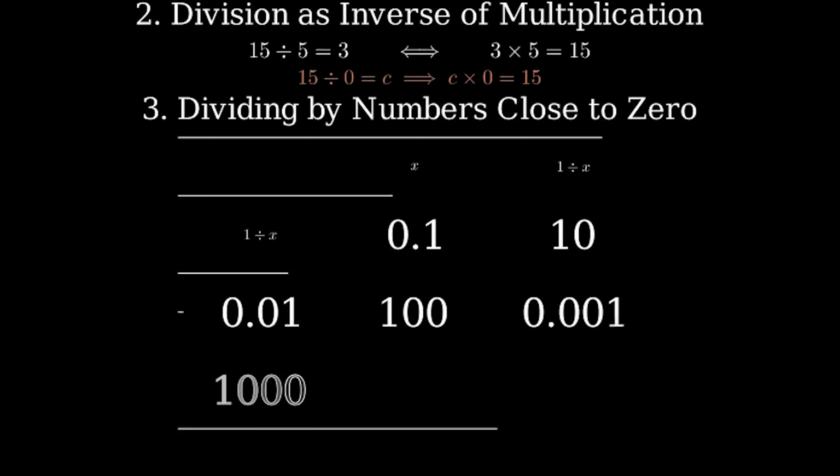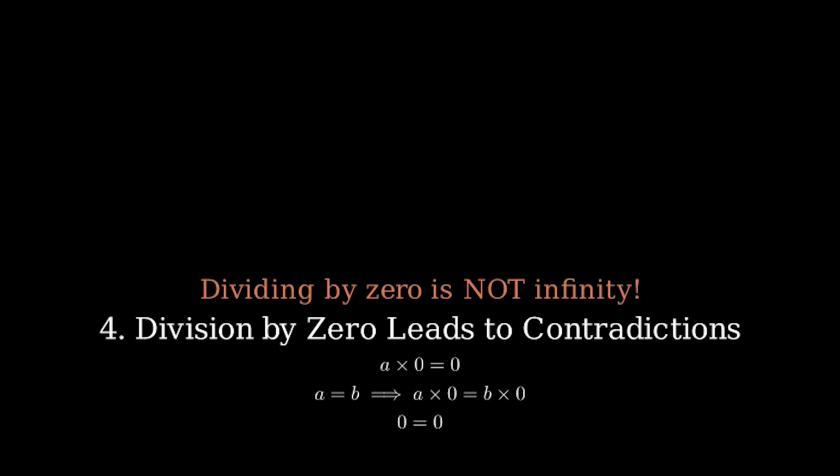But infinity is not a real number. It's a concept of unbounded growth. So dividing by 0 does not actually give infinity. Division by 0 breaks the basic rules of arithmetic. For example, multiplying any number by 0 is always 0, and division is the inverse of multiplication. If we could divide by 0, we would get contradictory results. That's why it is never allowed in mathematics.